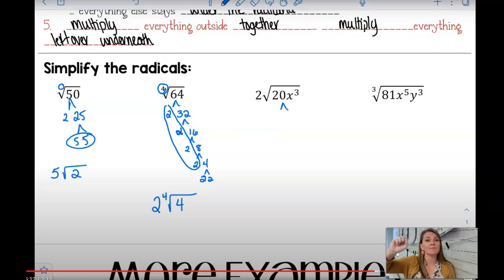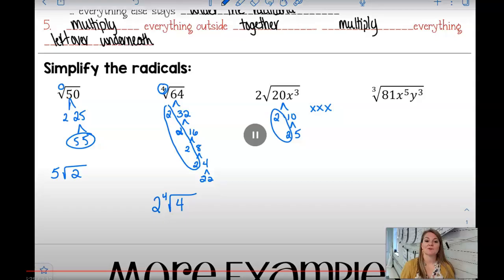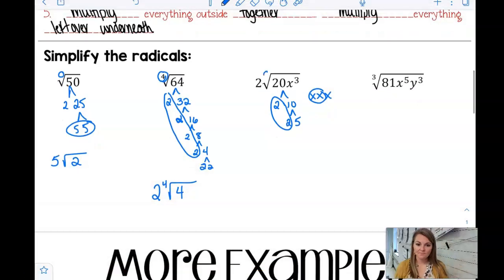So I start with 20. It's even, so that's 2 and 10. 10 is 2 and 5. So also the first time we've got letters, so let's expand out those letters. 3 x's. My index is invisible, so I'm circling my double. So I have a double 2. I also have a double x. All right, so that's just showing that my index was 2.